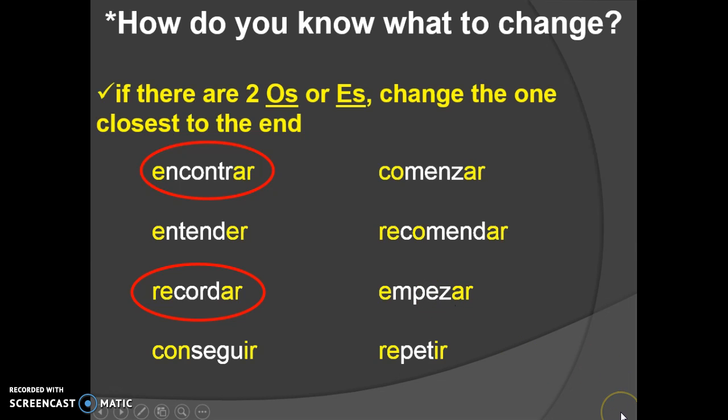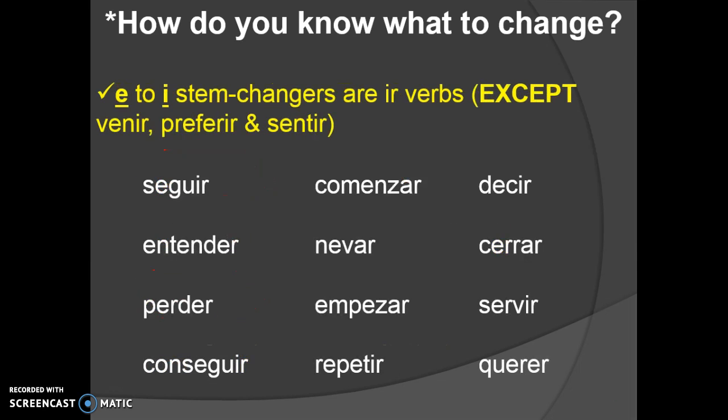So it's pretty easy once you follow these rules to figure out which letter you're going to change. All right, another rule is E to I stem changers are always IR verbs, except the verbs venir, preferir, and sentir. So if you look at page 29, the E to I stem changing column is in the middle, and it's quite small. You can see that all of those are IR verbs, every single one of them.